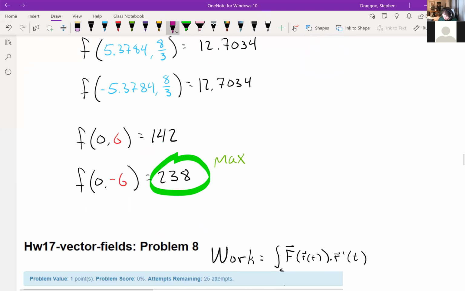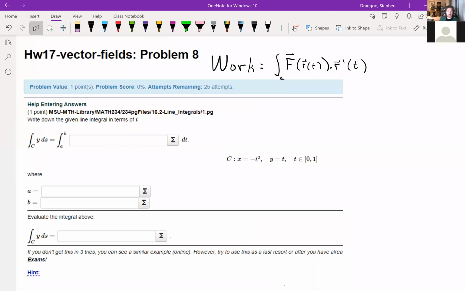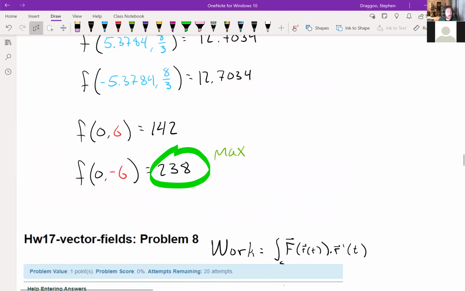But first, moving into chapter 16. All right, actually, before I do that, I'm going to answer a question from the chat.